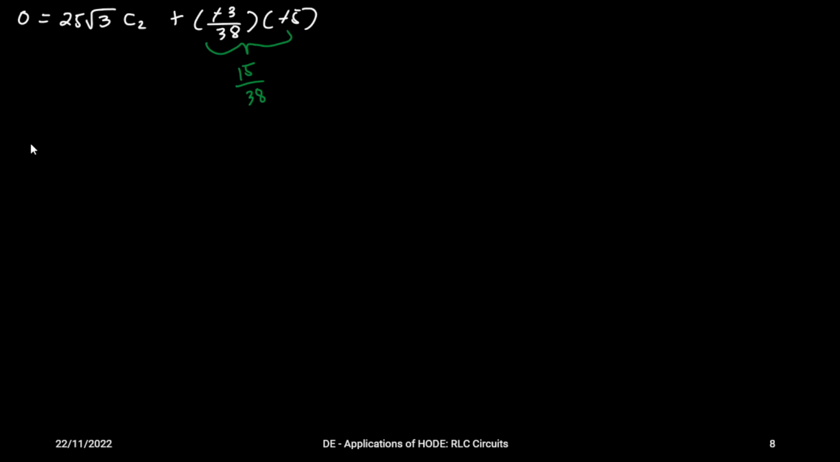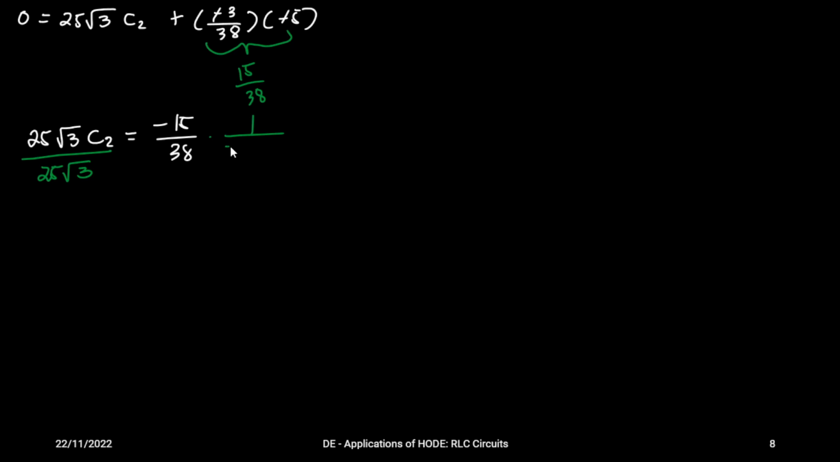Okay, so we have here C2. We have 25 square root of 3C2 is equivalent to negative 15 over 38. Sir, paano nangyari yon? Nilipat ko si 15 over 38 sa kabila, tinranspose ko, so magiging negative siya. Then by reflexive property of equality, pinagbaliktad ko sila ng posisyon sa equal sign. Okay, so divide both sides by 25 square root of 3.